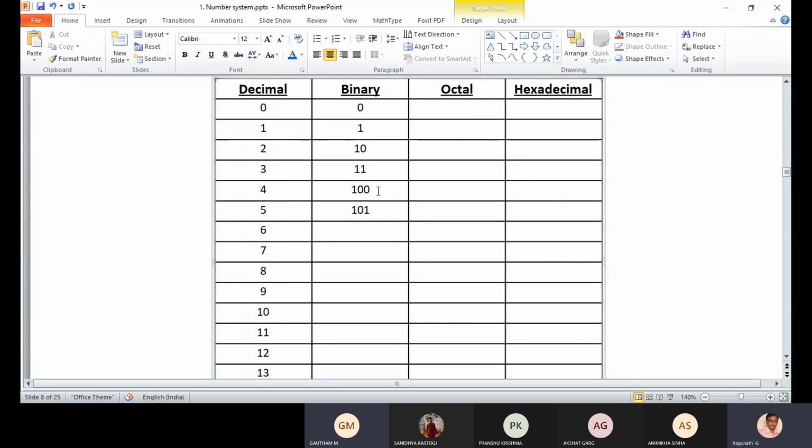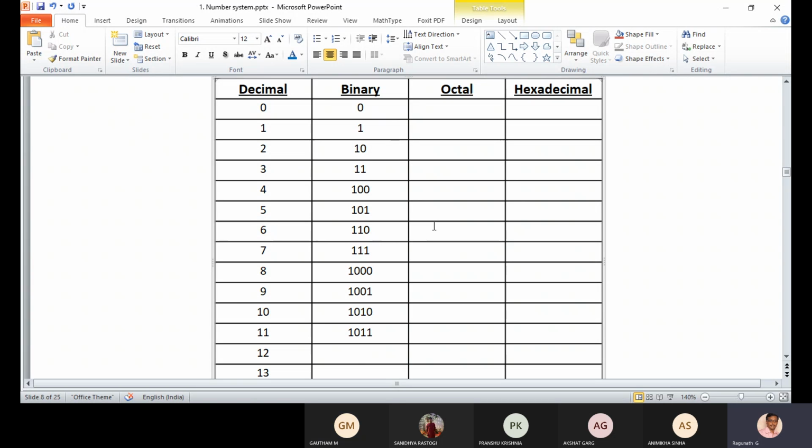And what's the next number? 110. The next number is 111. And what is the biggest 3-bit number? 111. Then 1000, then 1001, 1010. This is the first class.